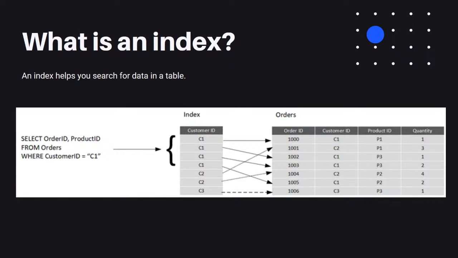Here, for example, I have taken a query: select order ID, product ID from orders where customer ID is C1. From the orders table, I have made an index of customer ID, because I have used customer ID in my where clause. Now I have to search where the customer ID is C1, go to that particular row, and print the order ID and product ID respectively. With the index of the customer ID, I can see that there are 4 rows having C1 as the customer ID. So I go there and print the order ID and the product ID. In this way the indexing will work. There are other techniques as well.